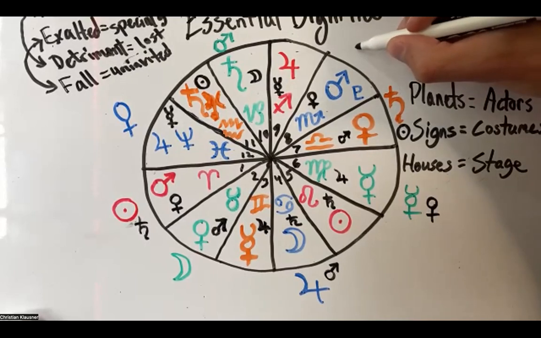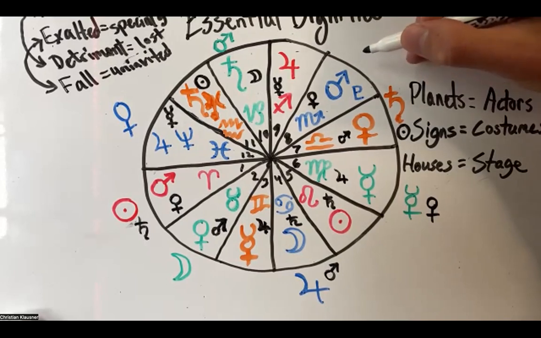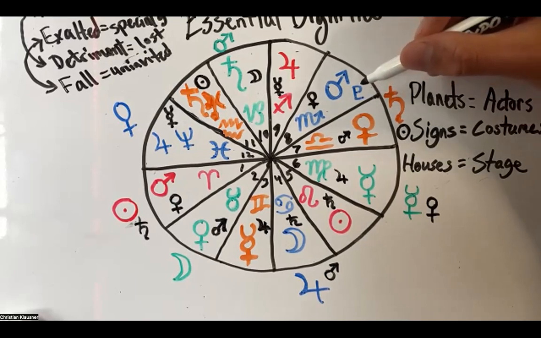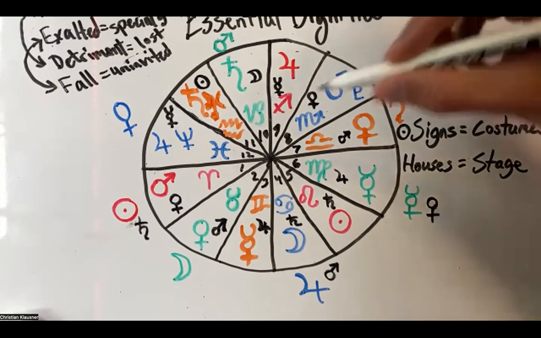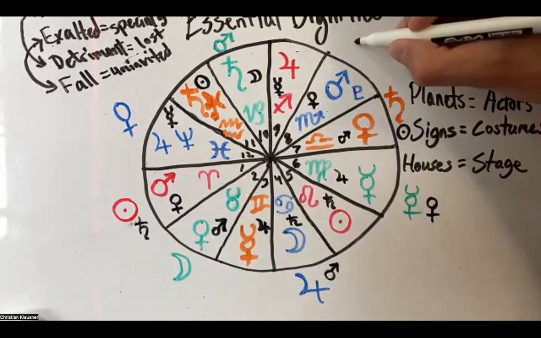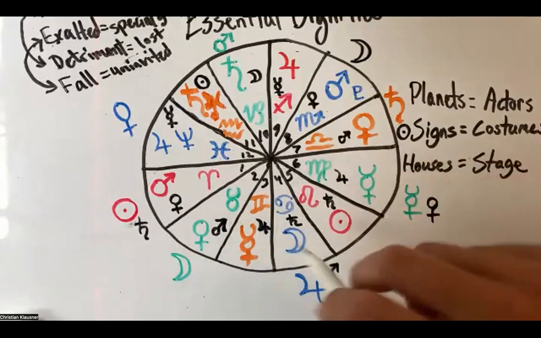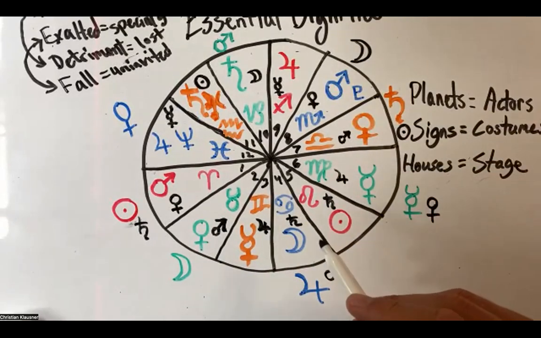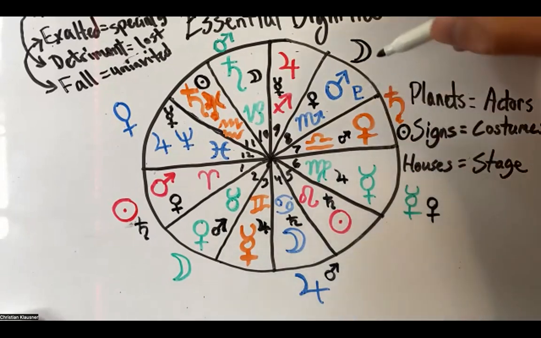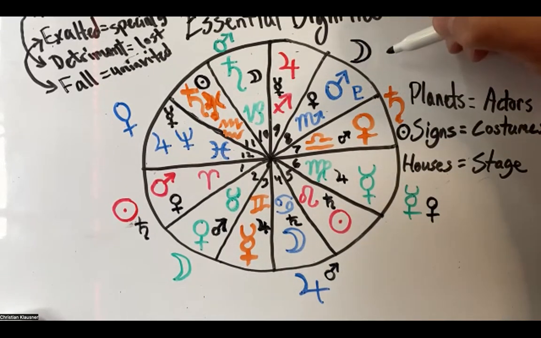Scorpio, the moon is at fall. And this is what's so interesting about Scorpio. It's got no planet exalted there, but it does have a planet in fall. And that's because the moon is exalted in Taurus. So the moon and the sun, they're unique players in this drama. That's obvious. So the moon is at fall in Scorpio.